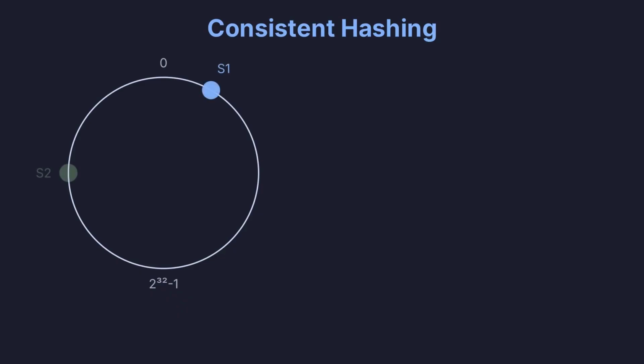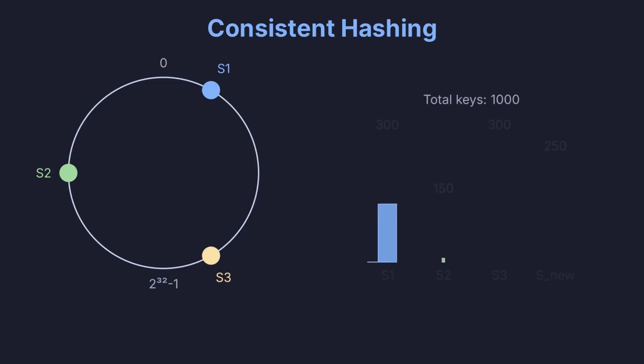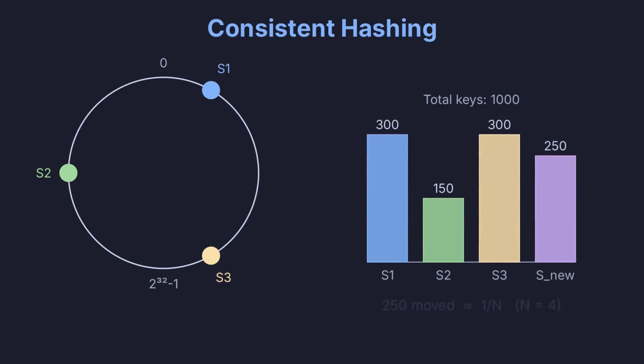Imagine a large hash ring, 0 to 2^32 minus 1. You hash each server's identifier, maybe its IP, and drop it onto the ring. Now a key arrives. You hash the key onto the same ring and then walk clockwise until you hit a server. That's the owner. When you add a new server, it only claims keys that would have been served by its immediate clockwise neighbor. No other servers are affected. On average, only 1/n of the keys move, where n is the number of nodes. Remove a server, and only its keys shift to the next node.